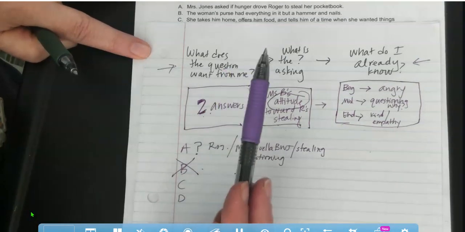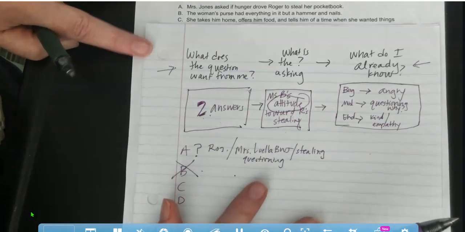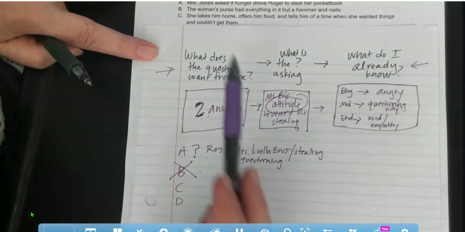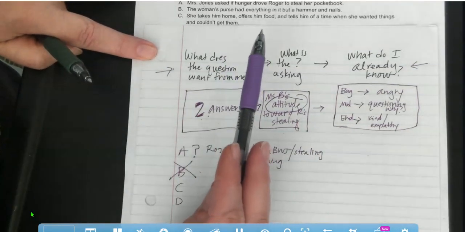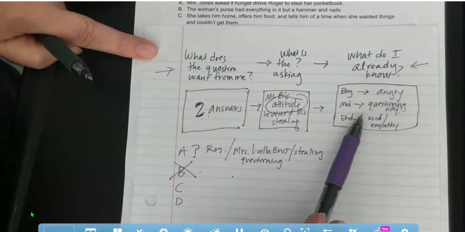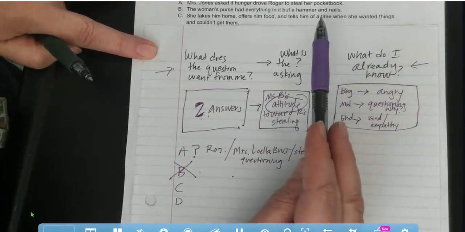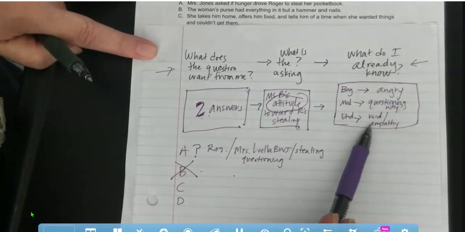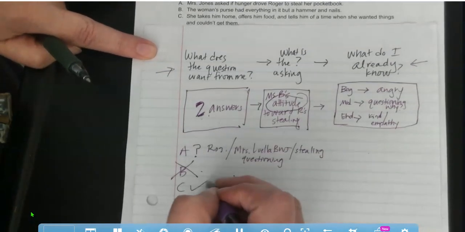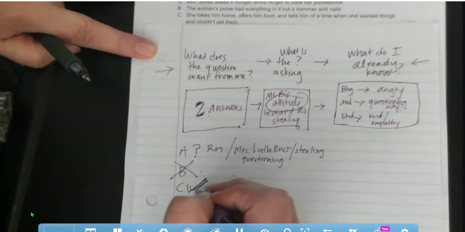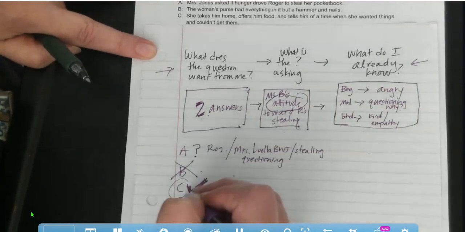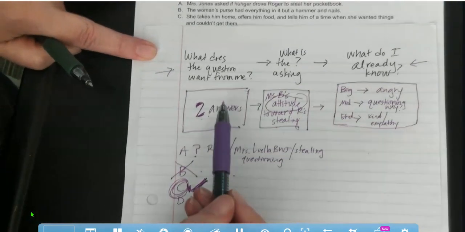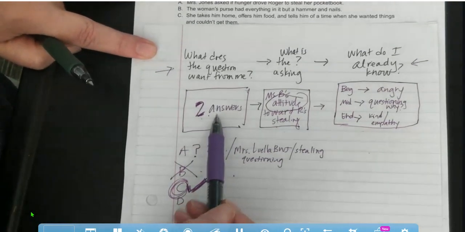She takes him home, offers him food, and tells him of a time when she wanted things and couldn't get them. Hold on, wait a minute. So she takes him to her home, offers him food. That seems very kind. And then she talks about how she wanted things and couldn't get them. Remember earlier I said she showed empathy at the end. This is absolutely 100% like I will eat my shoe if this is not one of the answers, right? I'm going to go ahead and mark it. Now, can I stop? No, because remember, I need 2 answers.